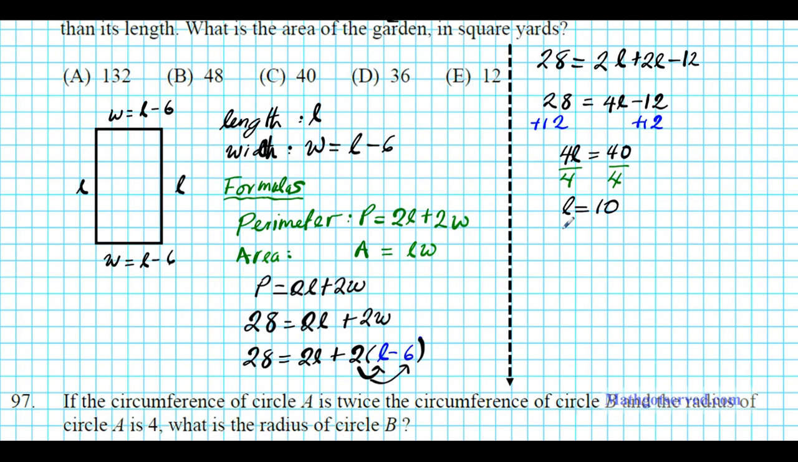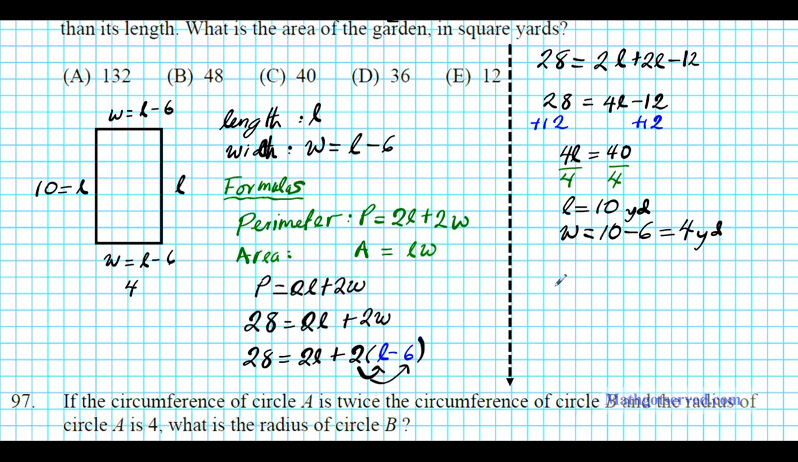Now if L is 10, what is the width going to be? The width is 6 less than the length. So the width is simply going to be 10 minus 6, which is 4. All right, and these are in yards. Now that we have the dimensions of our rectangle, we can now proceed to find the area. All right, the length is 10 and the width is 4.